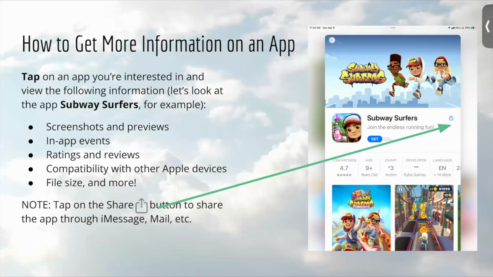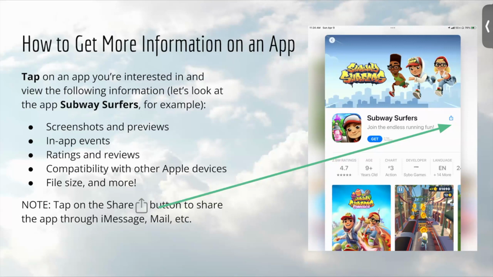If you want to get more information on an app, you simply just tap on it and you can view a lot of different information. So this one right here on the right-hand side is a game called Subway Surfers. You can view screenshots and previews of the apps. You can view in-app events that are going on. So, you know, it's about to be Halloween soon. So a lot of apps maybe have a Halloween themed event going on, which is quite fun.